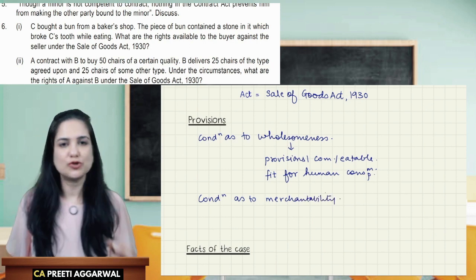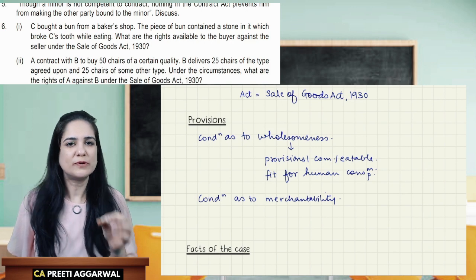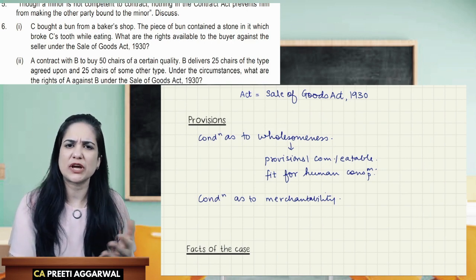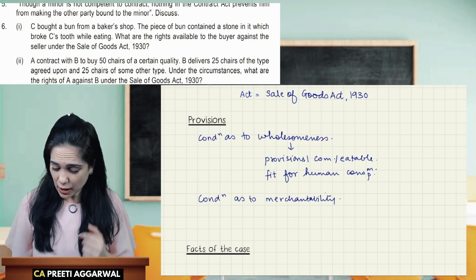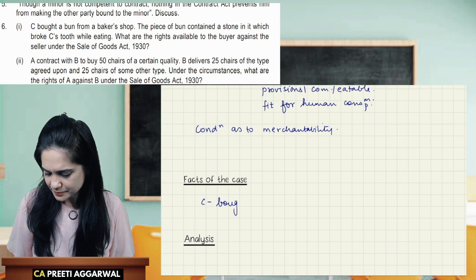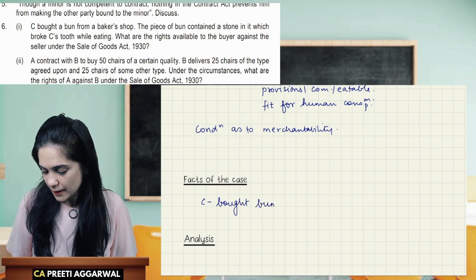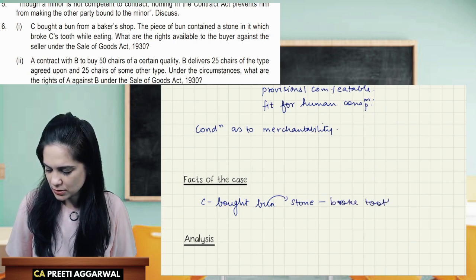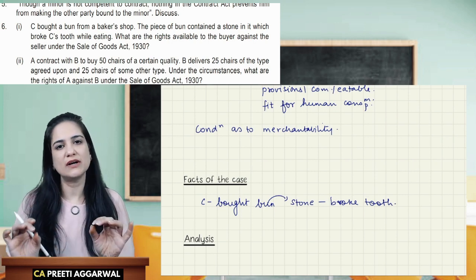Merchantability means we assume that the goods are fit to be sold in the market. Yes, they should be of good quality, something which can be sold in the market. Then how will you explain the facts of the case? You will say that C bought a bun, but the bun contained stone, and C broke his tooth. This is what you will write in the facts.